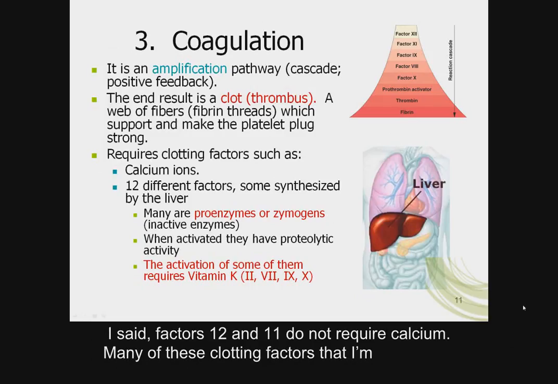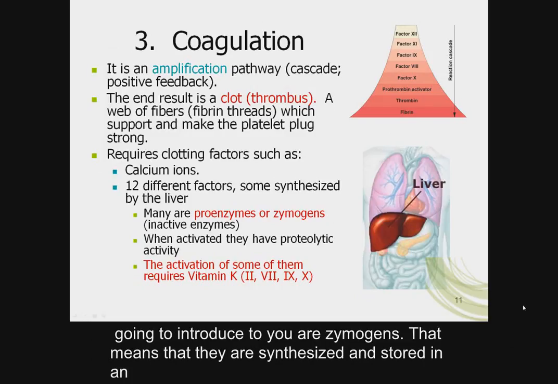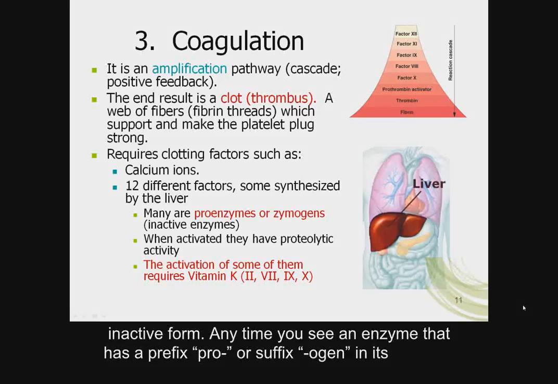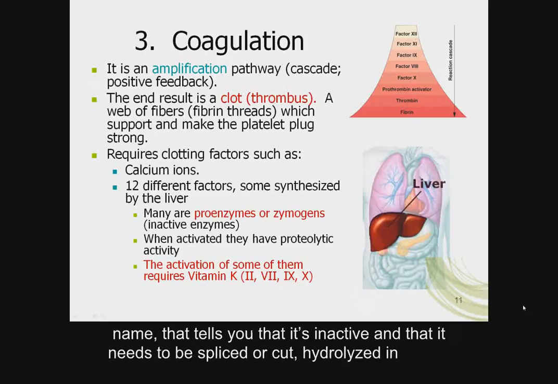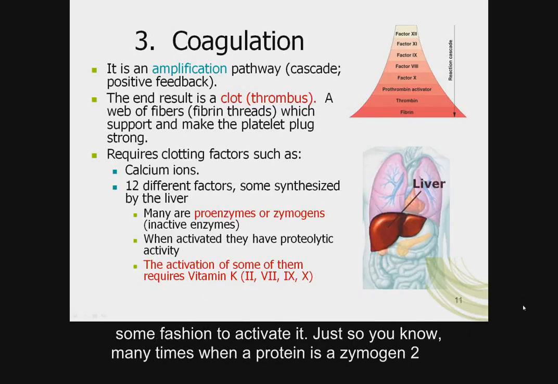Many of these clotting factors that I'm going to introduce to you are zymogens. That means that they are synthesized and stored in an inactive form. Anytime you see an enzyme that has a prefix pro or suffix ogen in its name, that tells you that it's inactive and that it needs to be spliced or cut, hydrolyzed in some fashion to activate it.